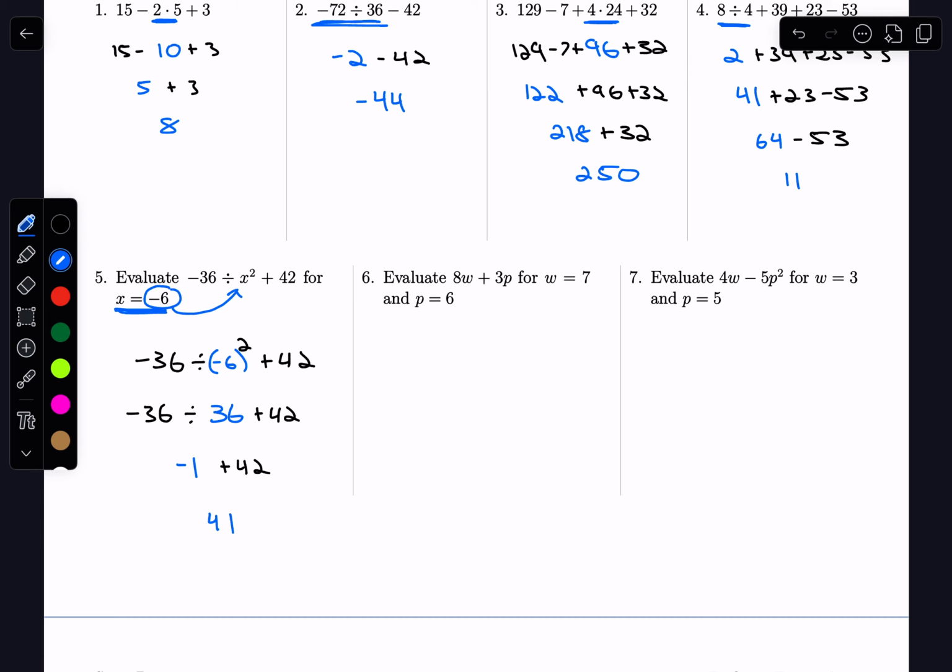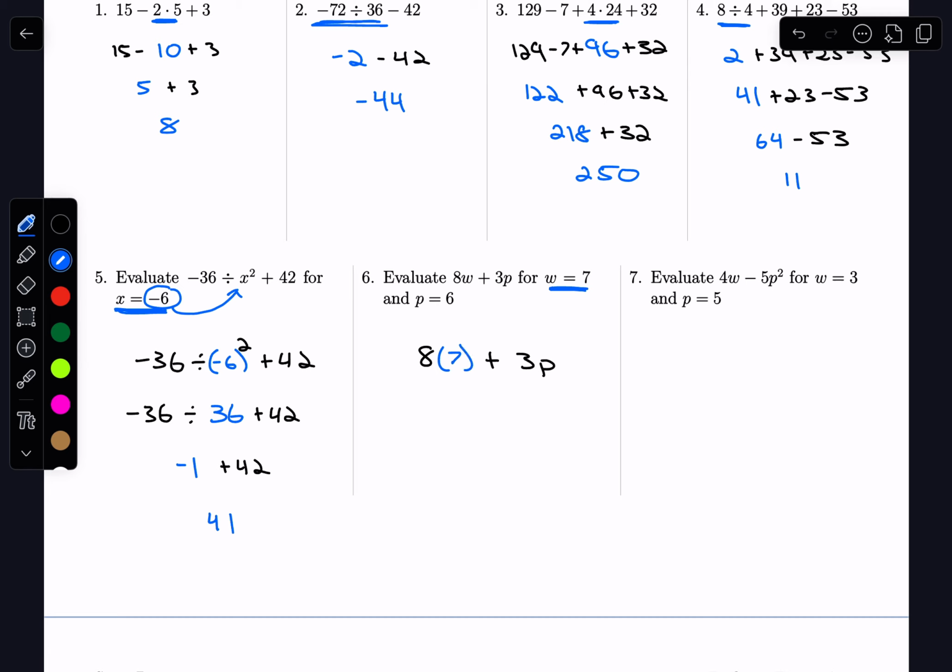All right, number 6, we're going to evaluate 8w plus 3p for w equals 7 and p equals 6. So I'm going to do the exact same thing as before. I'm going to write down the expression as it was, 8w plus 3p. But then wherever I see the letter w, I'm going to write the number 7 in parentheses. So I'm going to delete w, and where it was, I'm going to put parentheses with the 7 inside.